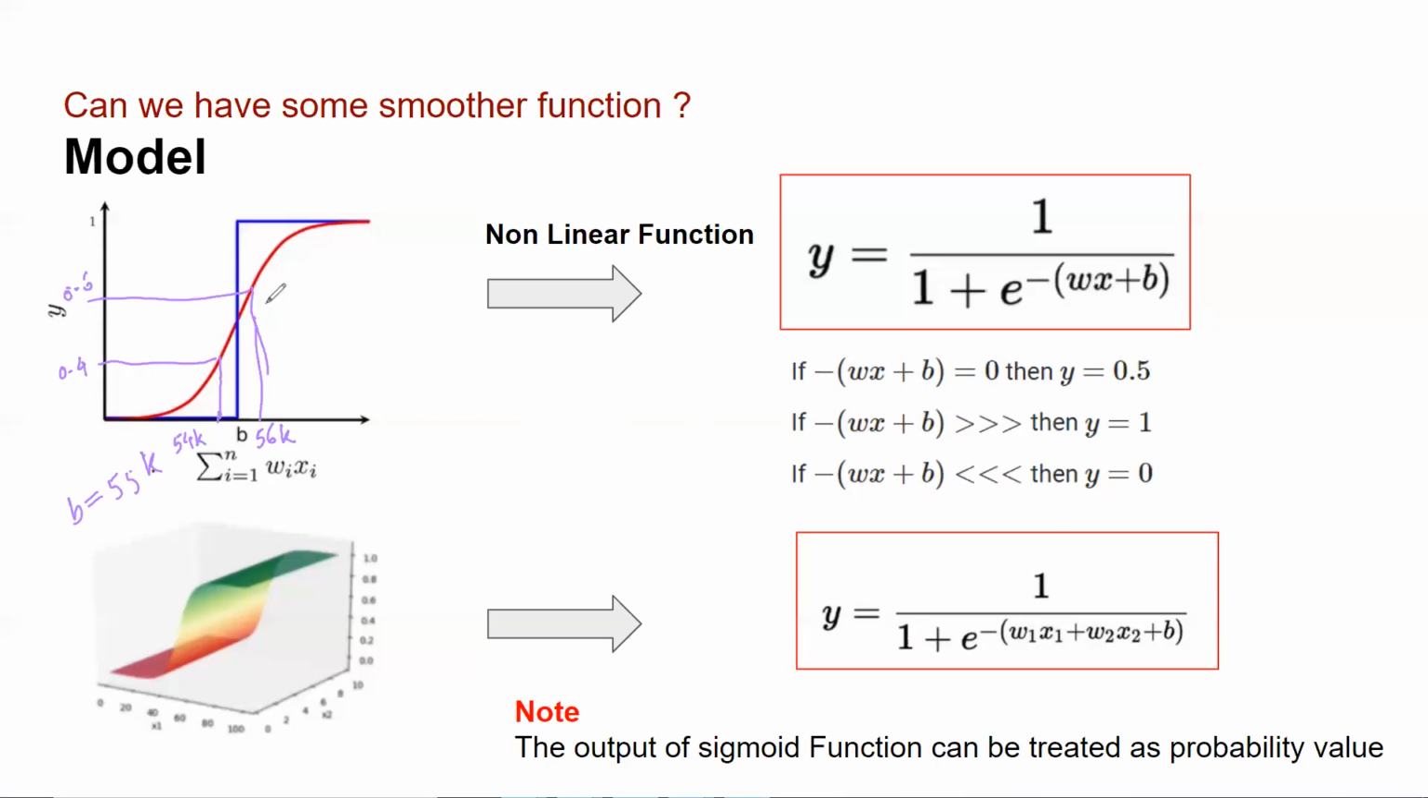Now, by looking at this graph, the red one, what we are seeing is that if the person's income is 55K, then there's a 40% chance that he can buy a car. But if the person's income is 56K, there's a 60% chance he can buy a car. This makes more sense compared to saying that if the person's income is 56K, then there's a 100% chance that he can buy a car, and if the person's income is 54K, then there's a 0% chance. Are you able to follow?